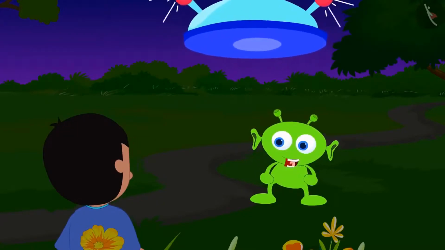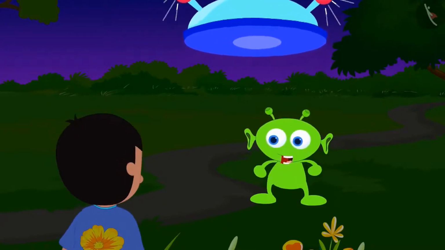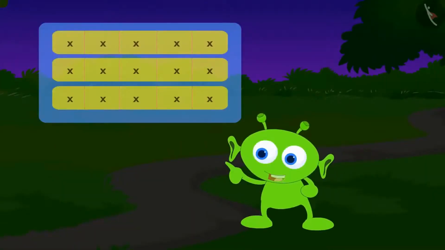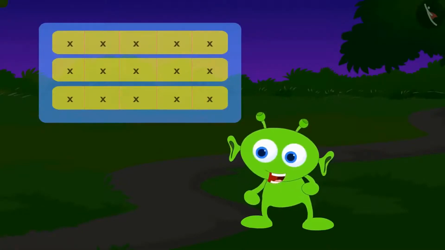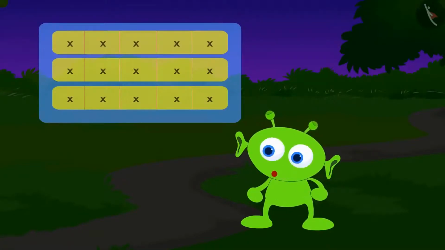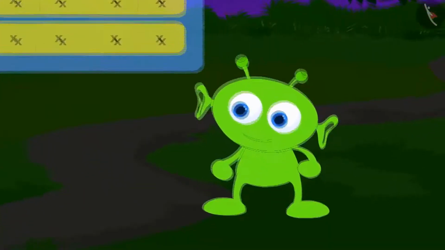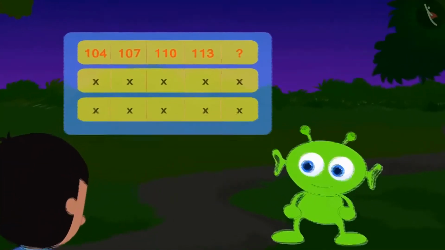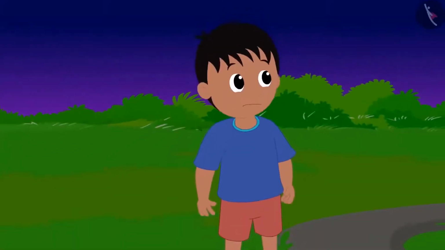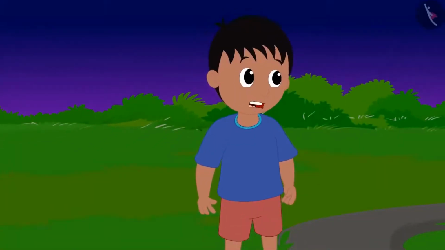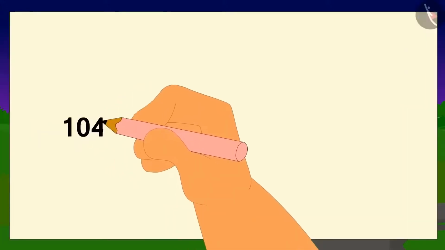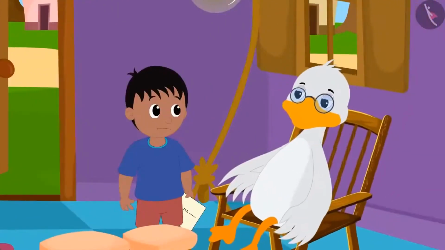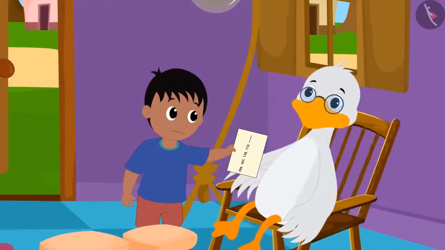If you want to save your friend, then you have to complete 3 of the codes given by me. If you cannot complete these codes, then I will take your friend away from the earth forever. The alien from the flying saucer said to Raju, "This is my first code." This is a strange code. Raju wrote the code on a paper and ran fast to Big Mouth Duck Uncle in search of the answer.